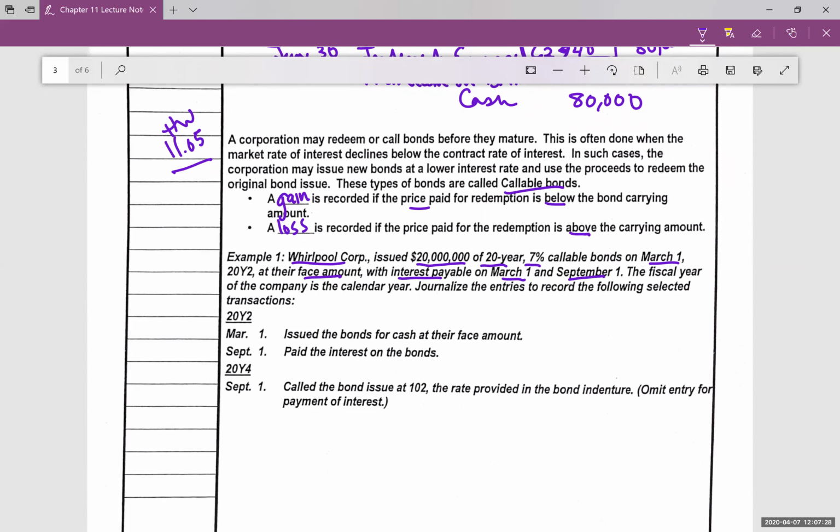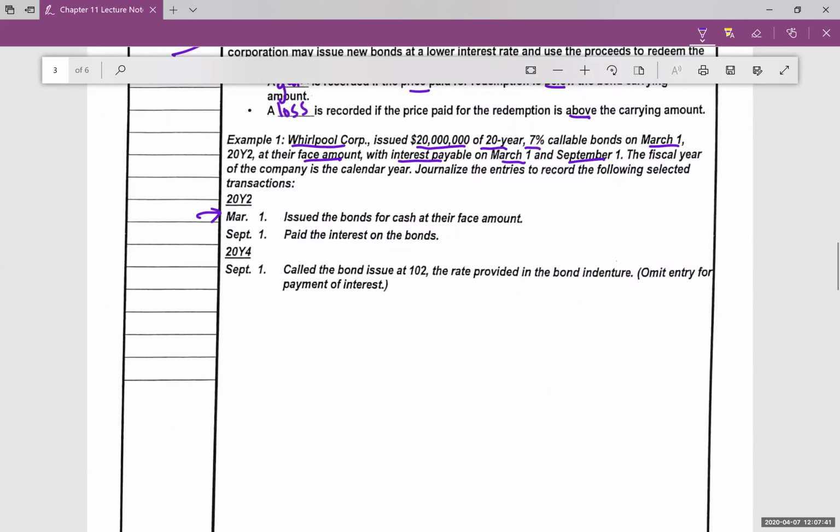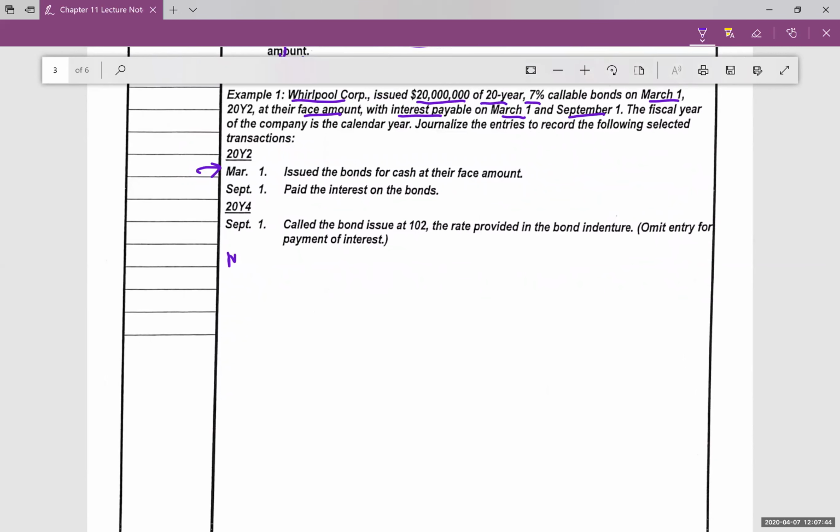Journalize the entries to record the following selected transactions. So we have 3 journal entries here. The very first one is March 1st, when they issued the bonds for cash. They got 20 million cash that day. So let's come down here and let's do March 1st.